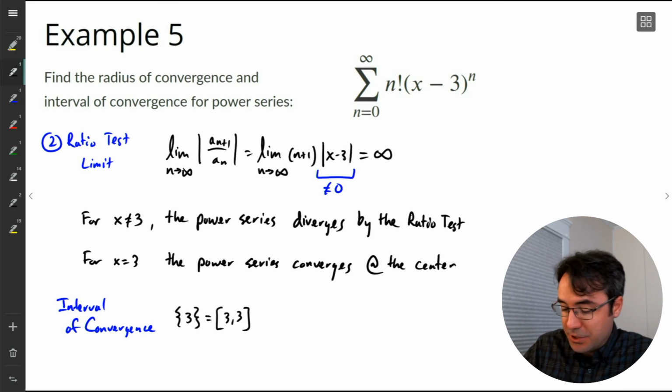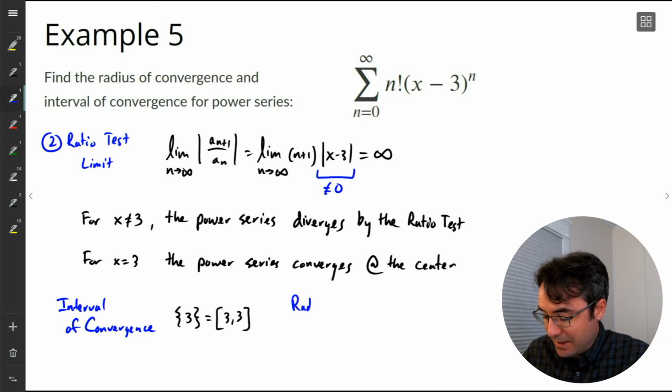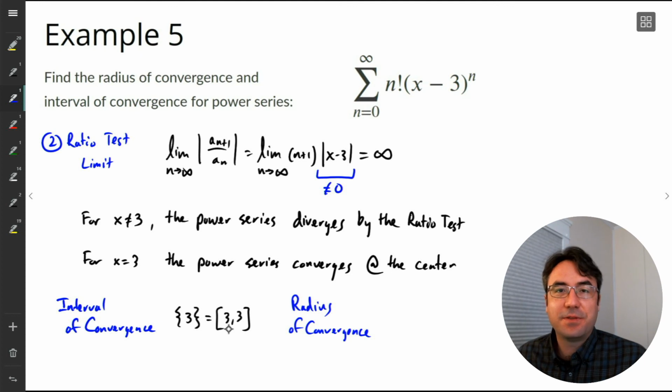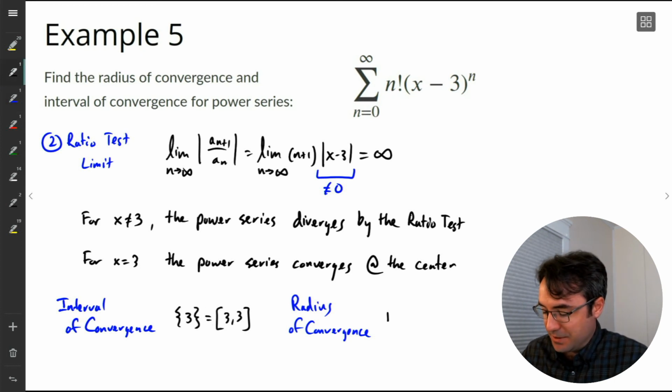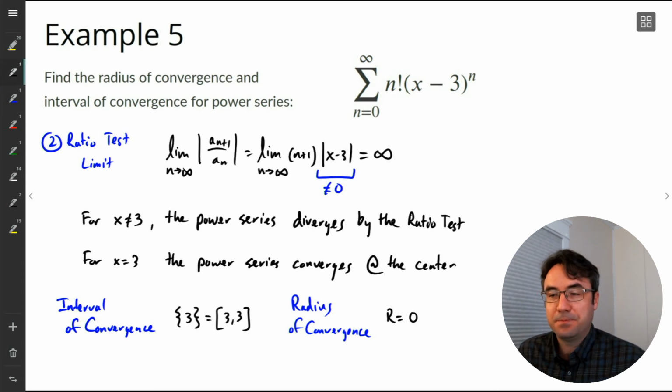So our radius of convergence, what is our radius then? Well, again, think of the radius as sort of like half of the width. So the width of this interval is 0. Half of that is 0 as well. So the radius of convergence, r, is equal to 0. So this is one of those odd examples that sometimes you see with power series where it just diverges for any x value except that center point.